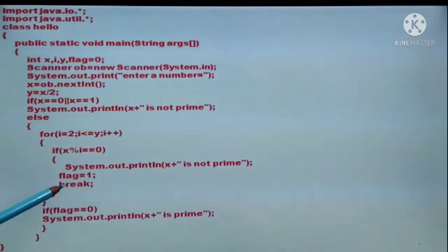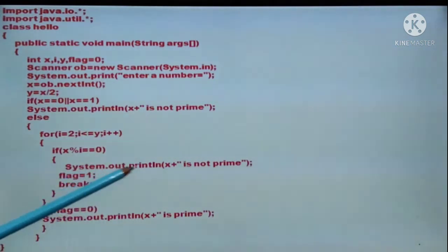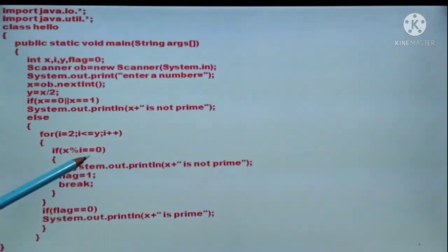Once I have got that it is not prime, once it equals 0, then turn the flag equal to 1 and come out of the loop with the help of the break statement. Now outside the loop I am checking: if throughout the loop the flag remains 0, then out of the loop I am checking if flag equals 0.